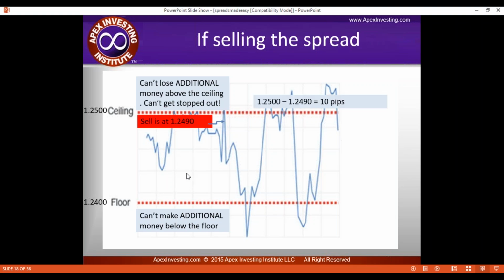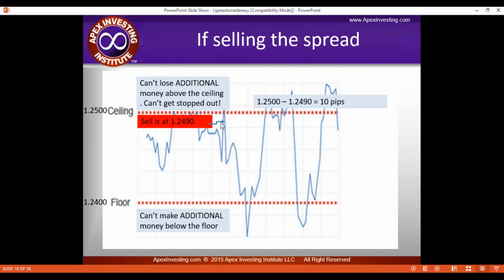So let's look at an example here. Let's say that I am going short. I want to sell the euro dollar, and let's say I sell it right here at 1.2490. Remember the ceiling's right here at 1.2500. I'm selling at 2490. Okay, that's where the market's at when I get in. That's where I can sell the spread, at 2490. Well, what's the difference between the ceiling, which is 2500, and where I'm selling at, which is 2490? That's a difference of 10 pips, correct?